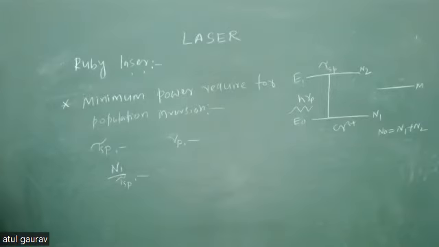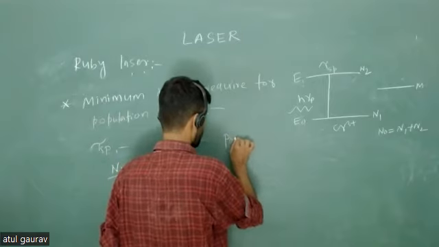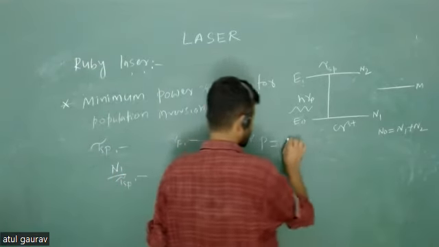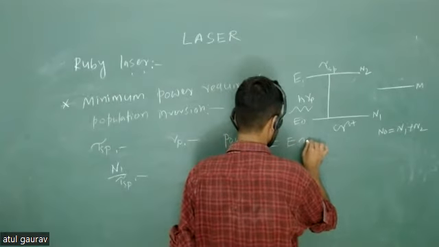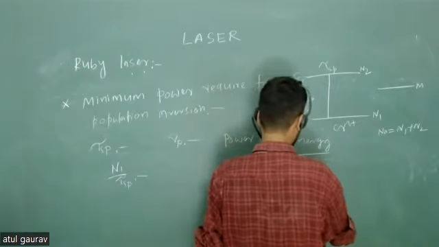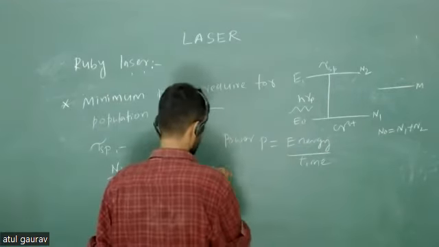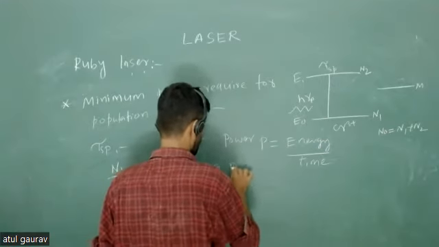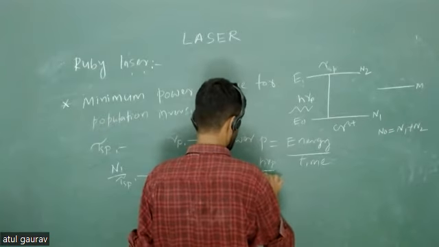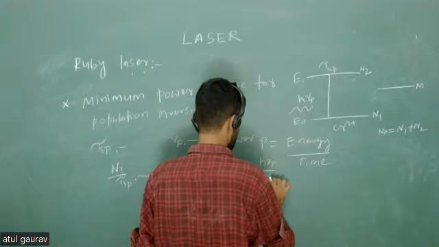Yes, sir. Okay. Now power is what? Power P is the rate of energy per unit time, right? So power P, can we write h nu P by tau SP?